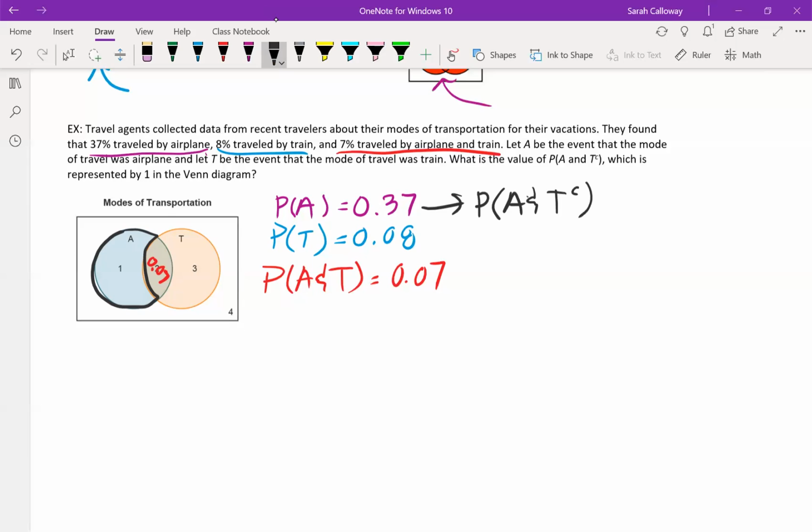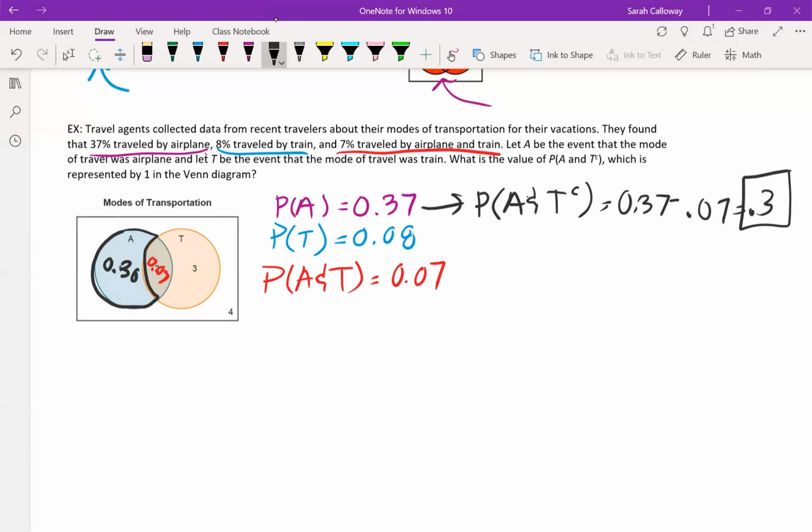So that means it's the difference between these two values. It's 0.37 minus 0.07. So that's 0.3. That's actually going to be our answer to the problem, but we're going to go through and fill in the rest just so that you can get that practice.